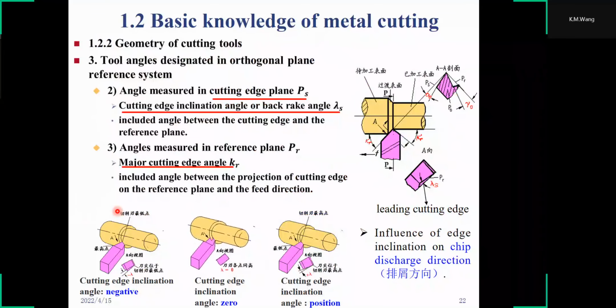And other angles measured in the orthogonal plane reference system. We can see this picture. This angle is the cutting edge inclination angle, or back rake angle. This angle is the angle between the cutting edge and the reference plane. This is the cutting edge.